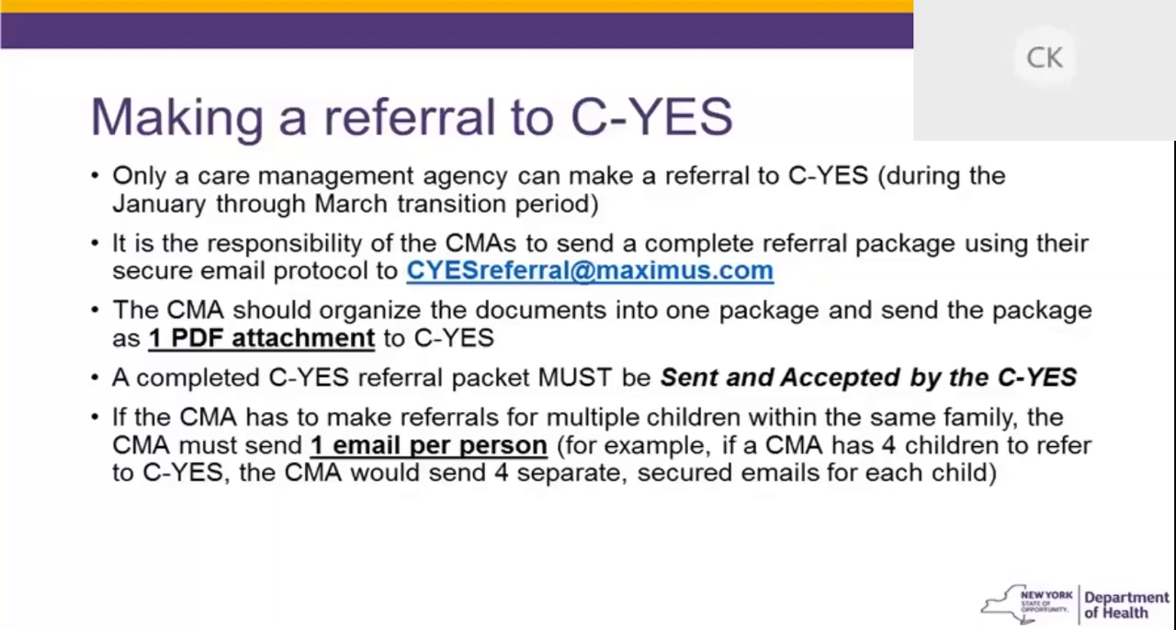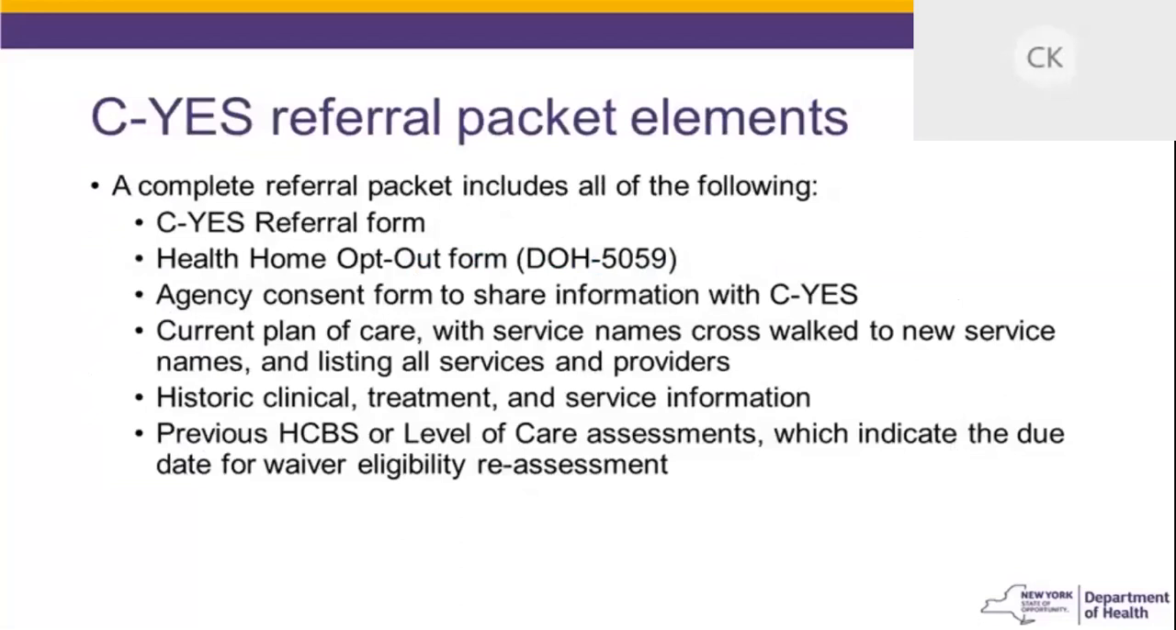CES referral packet elements. A complete referral packet includes all of the following: the CES referral form, the health home opt-out form, which is DOH 5059, the care management agency's consent form, which will allow them to share information with CES, and the child's current plan of care with service names crosswalked to new service names, listing all of the services and providers that the child is receiving.